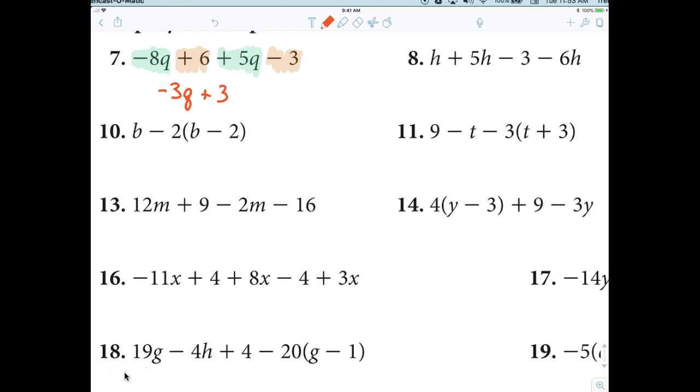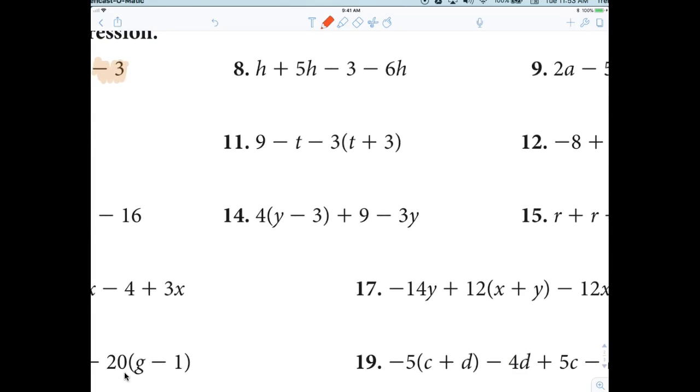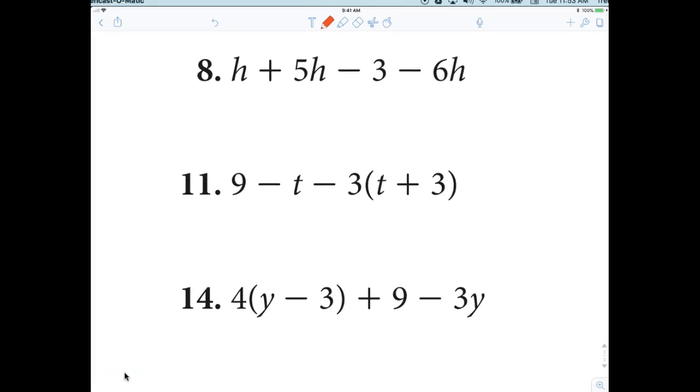Now I'm looking at number 8. I'm not asking you to highlight everything, I'm asking you to pay attention now. Listen carefully. I have a number in front of this H, what is it? 1. 1H plus 5H is how much? 6H minus 6H. So there is no more H's. So the answer is just -3.